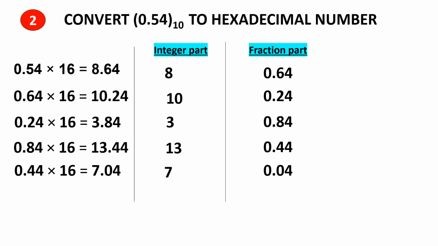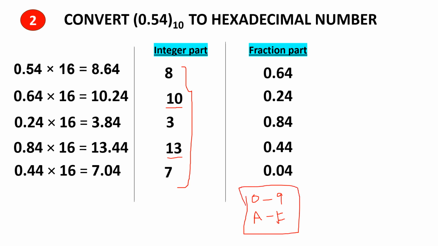As we know, the hexadecimal numbers are numbers from 0 to 9 and A to F. I said from the integer part we have to form the answer, the hexadecimal number. So here we find two numbers, 10 and 13, that do not fall in this. So we have to find the hexadecimal equivalent of 10 and 13.